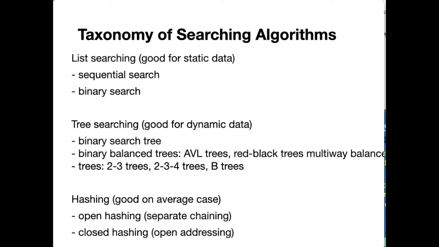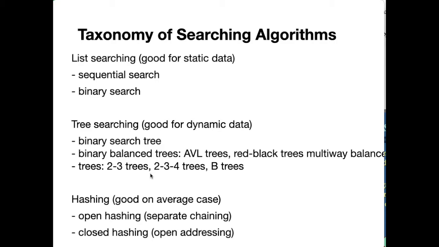For the second group of searching algorithms, the data representation used to store the input is using a tree. So there are different types of representation for tree searching. And these are binary search trees. May mga tinatawag din binary balanced trees, which are examples are AVL trees, red-black trees, multi-way balanced trees, and so on. So medyo marami pa yan.